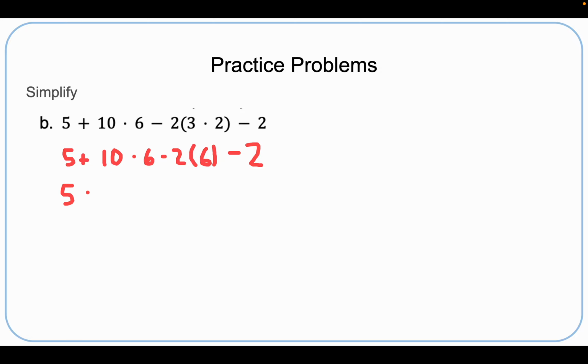So 5 stays the same, 5 plus, we have 10 times 6 right here, so we'll change that to 60. And then minus 2 times 6, 12, and minus 2. And lastly, we're going to add and subtract from left to right. 5 plus 60 is 65, minus 12 is 53, minus 2 is 51.